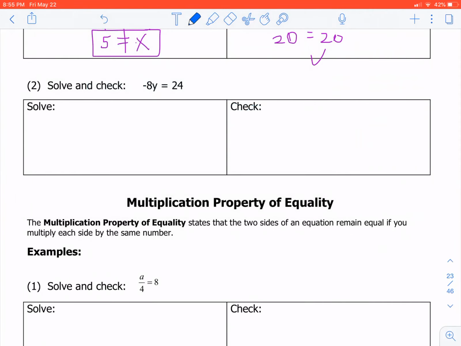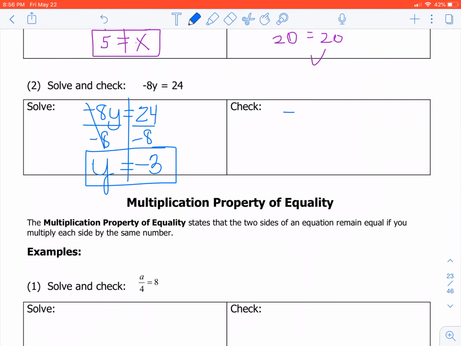All right, let's take a look at this one. Negative 8y equals 24. Again, we're going to divide by the number that's by the letter, which is negative 8. Don't forget that is a negative symbol there. Negative 8 divided by negative 8 is 1, so that's just y. 24 divided by negative 8 is negative 3.